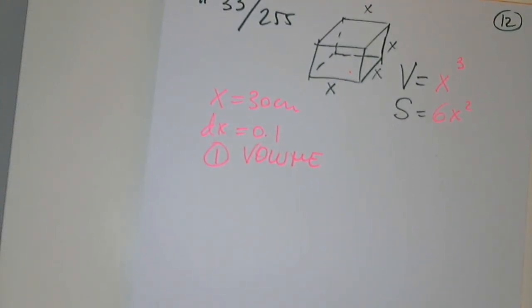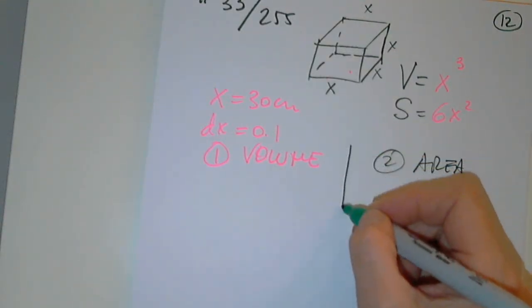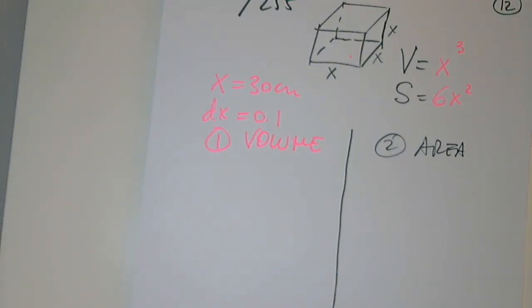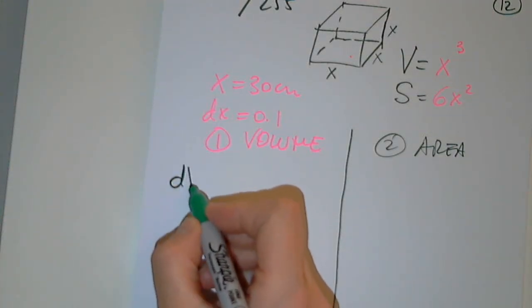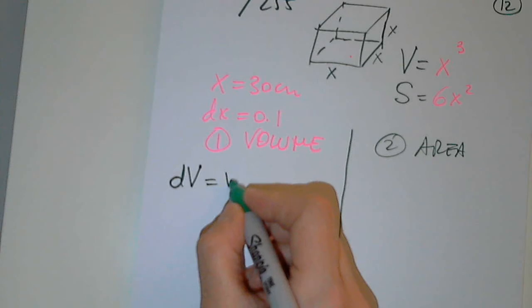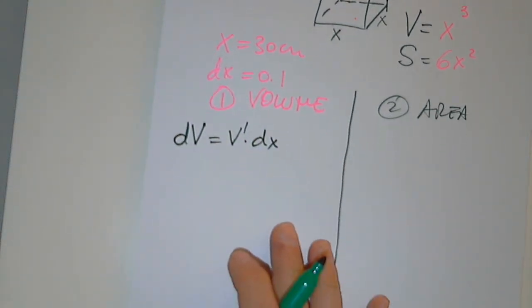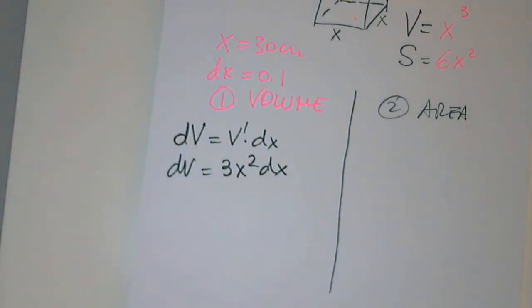So let's see what we are asked to determine. It says use differentials to estimate the maximum error in the volume, and then number 2, area. So how do I determine or estimate the maximum possible error? F prime of x, yes, exactly. But we are using V. Excellent, yes. So this will be V prime times dx. Great job. So dV will be 3x squared dx.